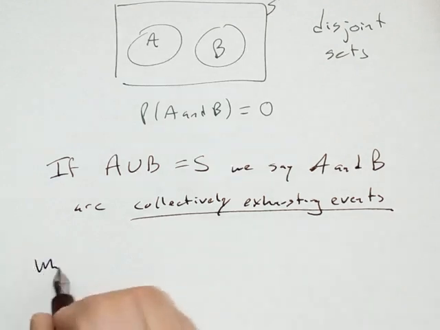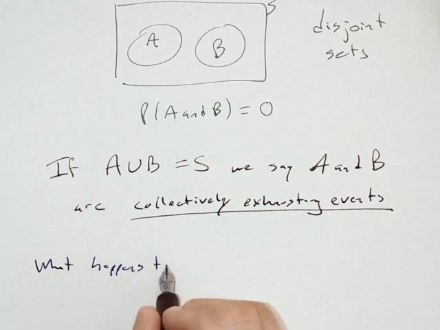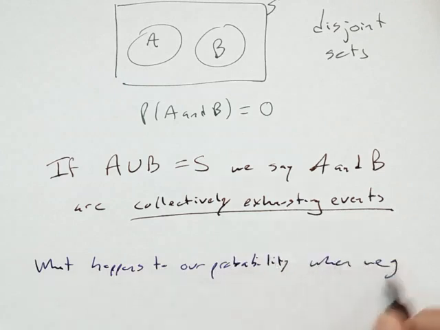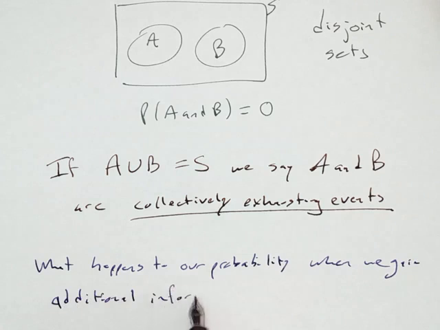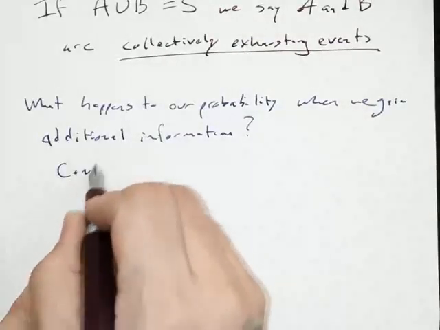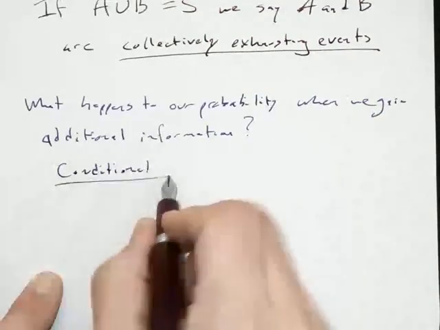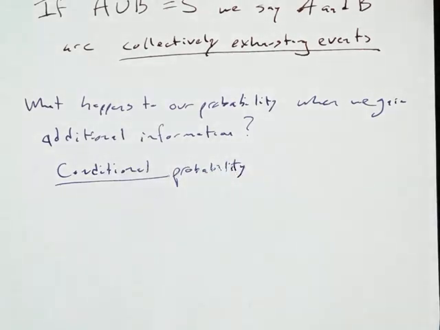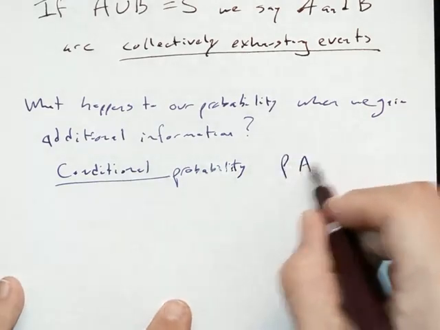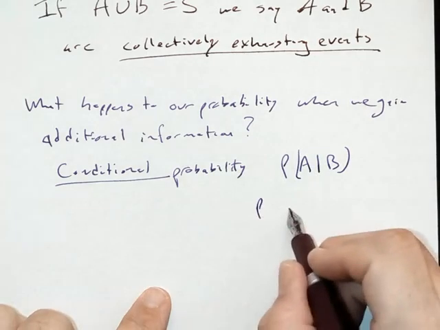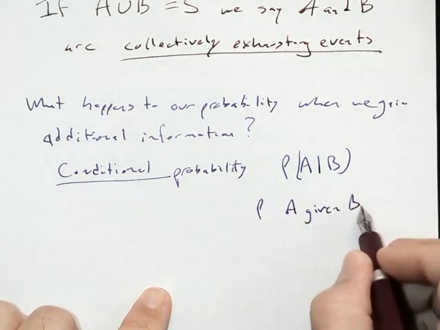Okay, so what happens to our probability when we gain additional information? Now, this is called conditional probability. So, we write it like this, and we read that symbol, that vertical bar, as the probability of A given B.